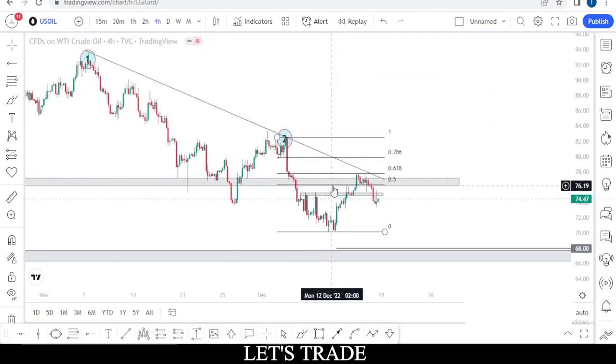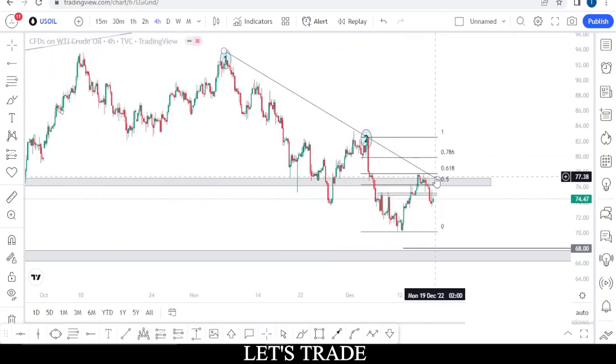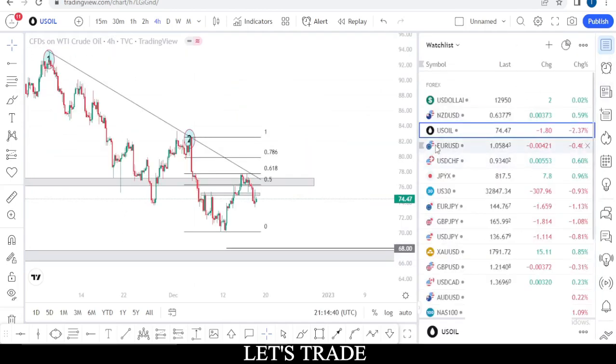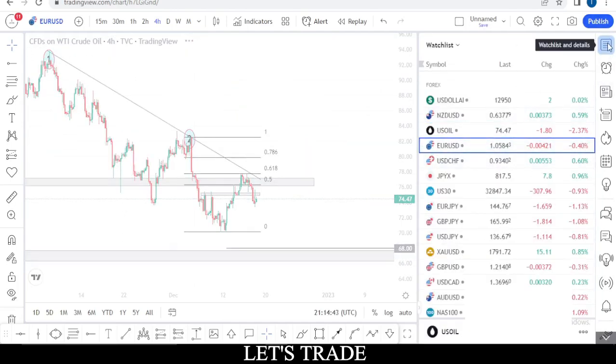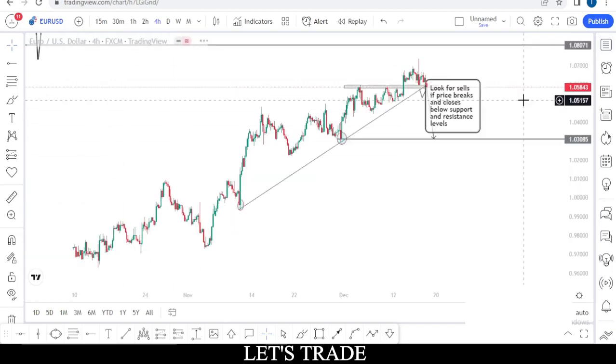This video is getting too lengthy, so I won't go into detail. So we'll just break above this zone to start buying. All right, so that's all for the US oil, the crude oil. Let's go to Euro USD.